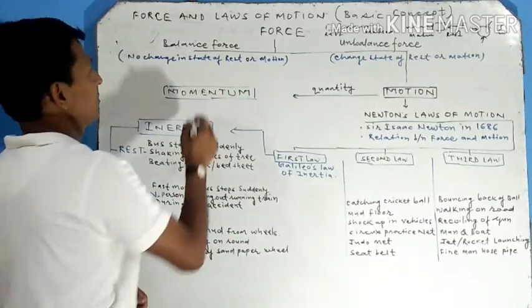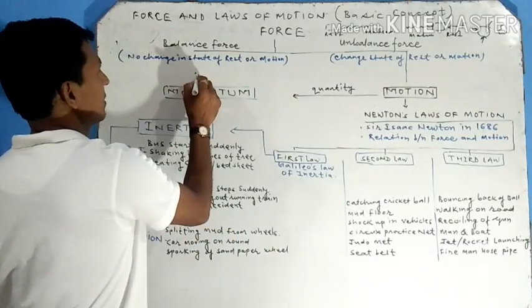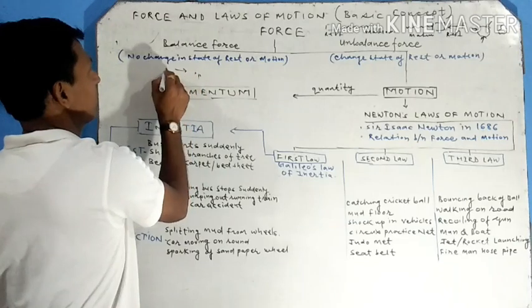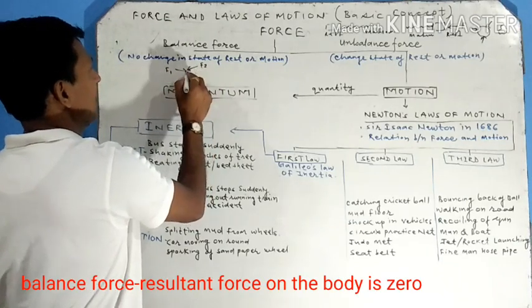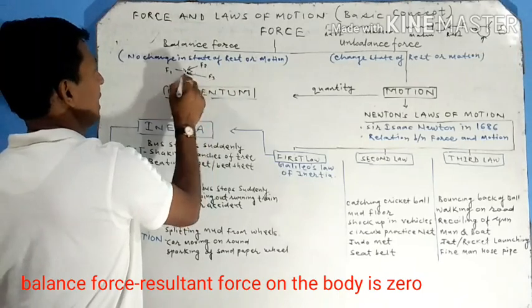Or in purely physics, we can say there is a point object on which from different directions we have different forces, F1, F2, F3, F4.